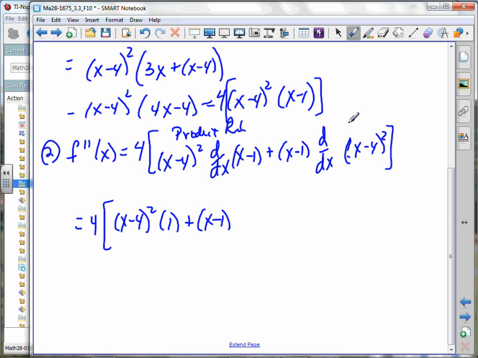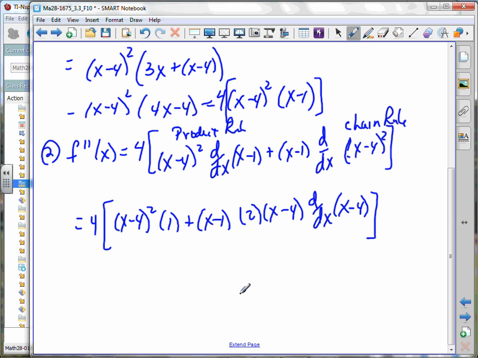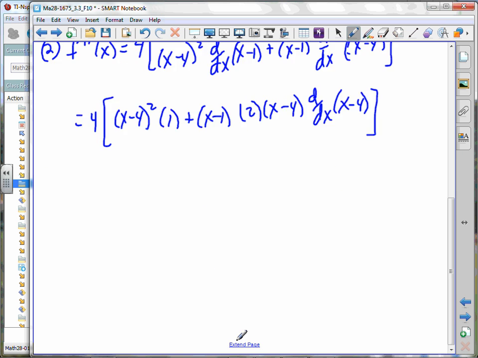And now I've got the chain rule I'm going to have to use over here. So that's going to be 2 times x minus 4 times the derivative with respect to x of x minus 4. When I graded your quizzes, I noticed that a lot of you have a lot of good stuff going on, but because you don't put in enough brackets and you don't follow through with the negatives and you don't tell yourself what derivatives you're taking, you're dropping points along the way too.